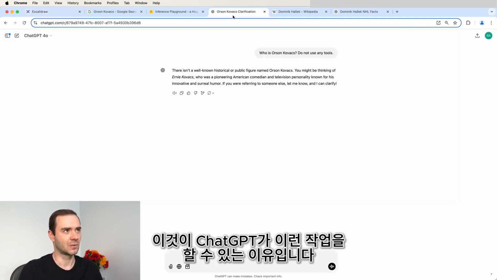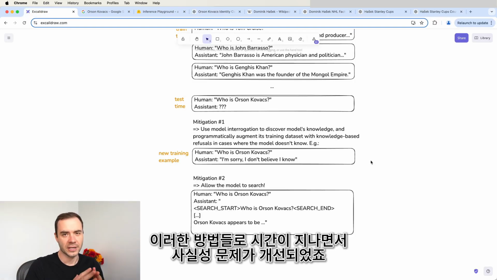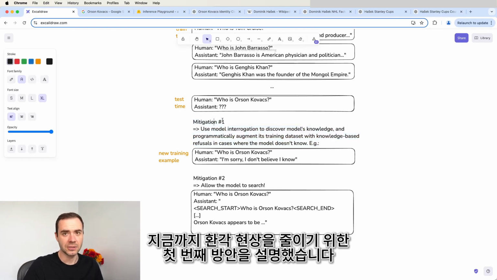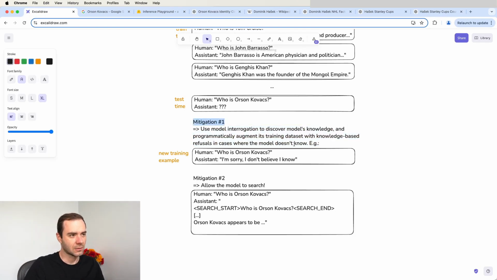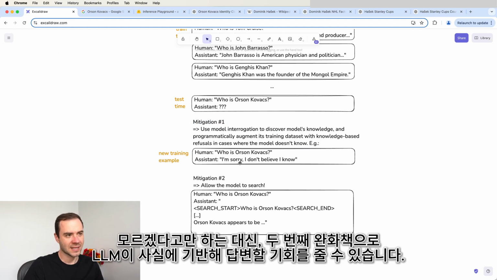And that's roughly speaking why ChatGPT is able to do stuff like this as well. So these are the kinds of mitigations that people have implemented and that have improved the factuality issue over time. Okay, so I've described mitigation number 1 for basically mitigating the hallucinations issue. Now, we can actually do much better than that. Instead of just saying that we don't know, we can introduce an additional mitigation number 2 to give the LLM an opportunity to be factual and actually answer the question.